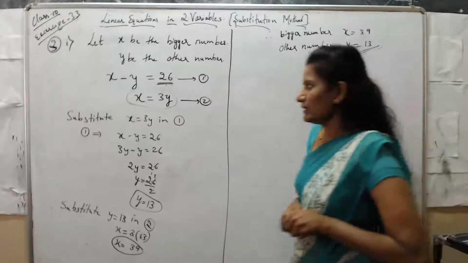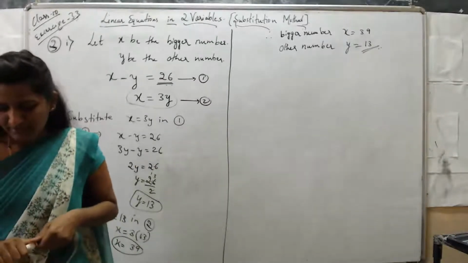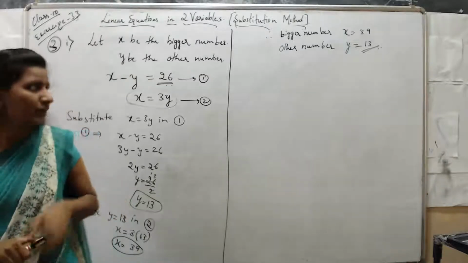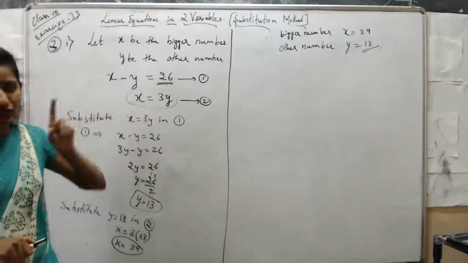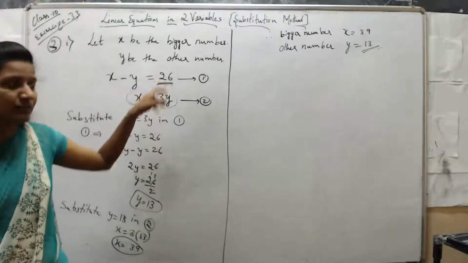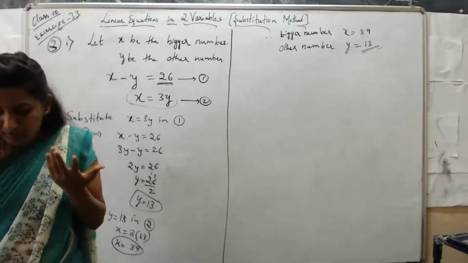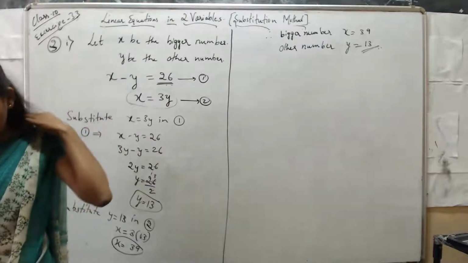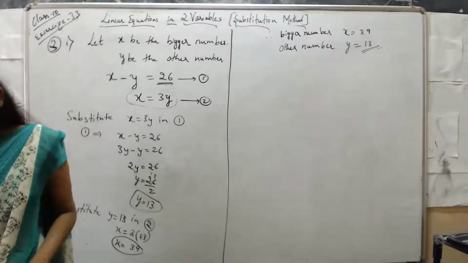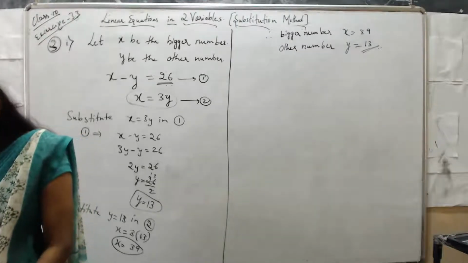Okay. Next problem. The larger of two supplementary angles exceeds the smaller by 18 degrees. Find them. I am going to write equations like this. You should solve it for homework. Okay, so what is the given?